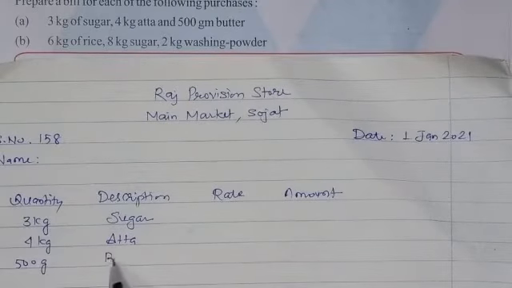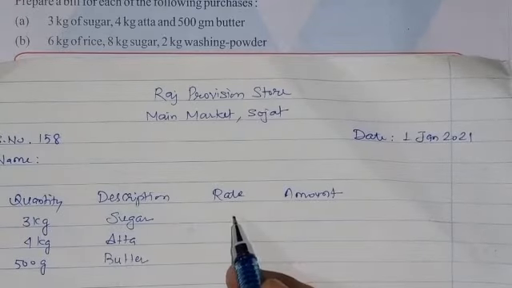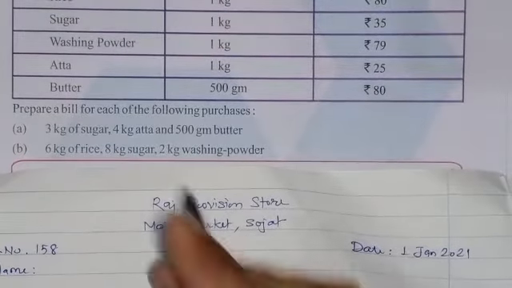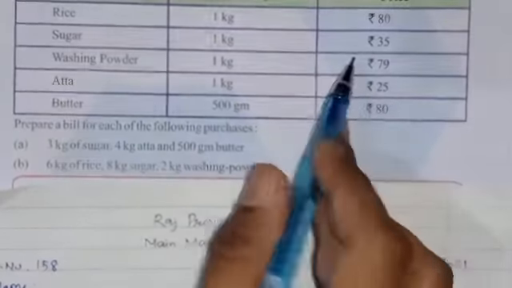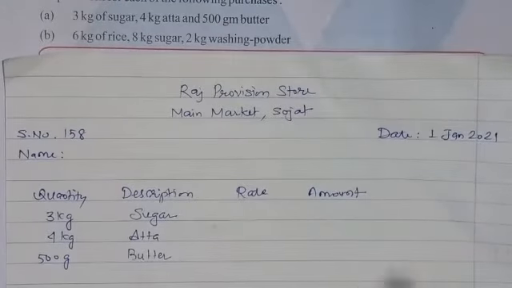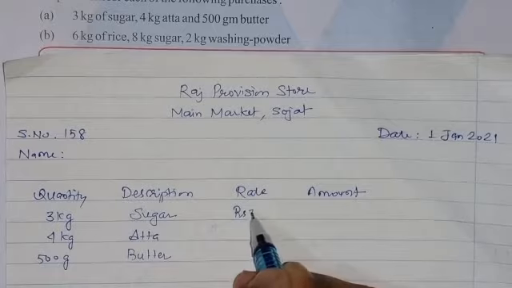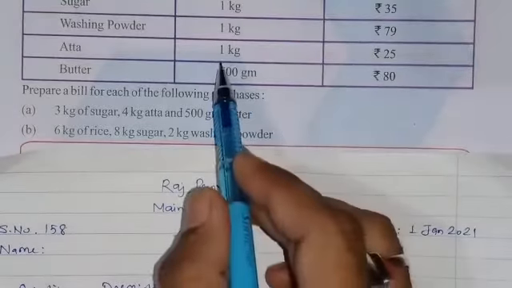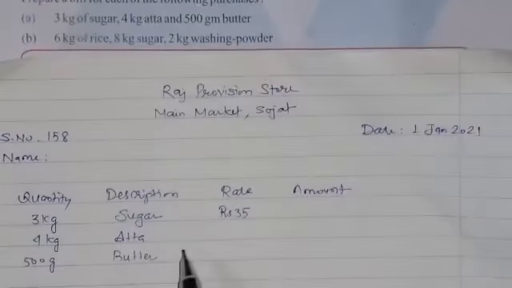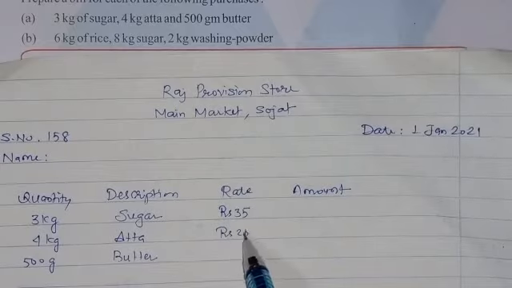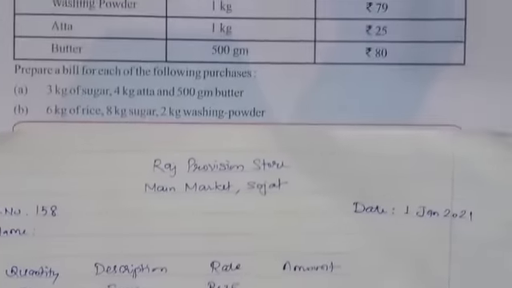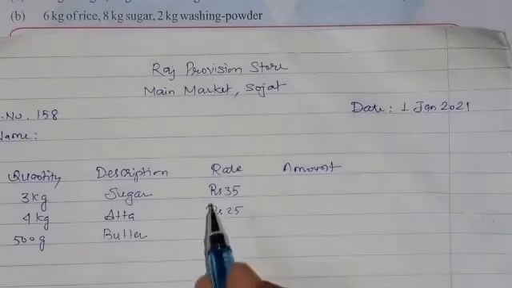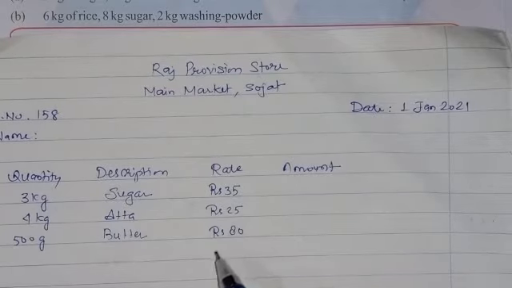500 gram butter. Next thing, what is the rate? From the above table you have to note down the rate. There is 3 kg of sugar. What is the cost of sugar? Sugar is 1 kg rupees 35. For atta the cost is 1 kg for rupees 25, so you have to write down here rupees 25. Next thing, 500 gram butter. What is the cost of butter? For 500 gram, rupees 80. Now what is the amount?